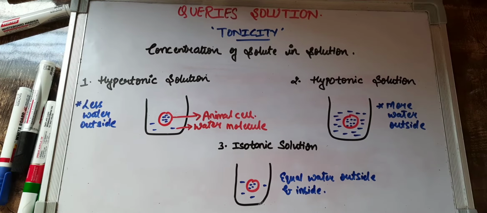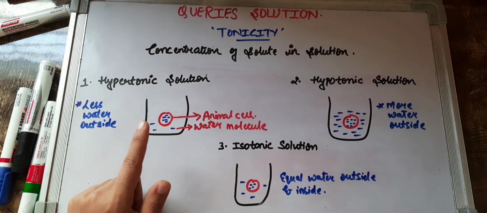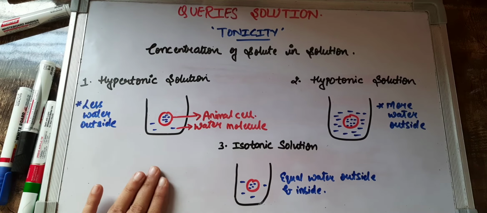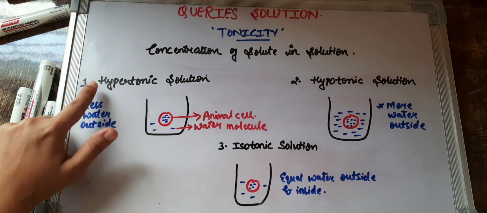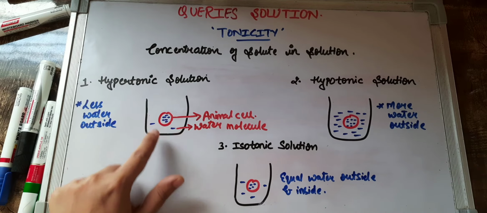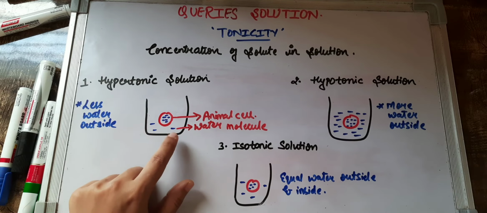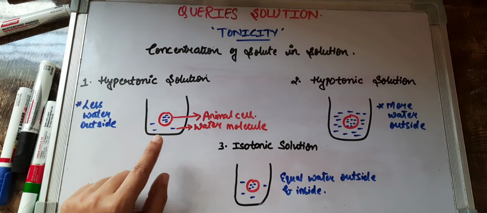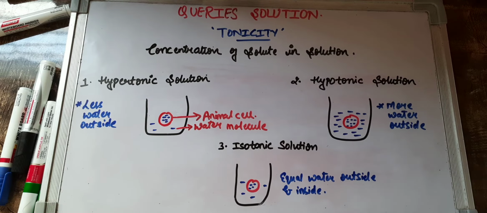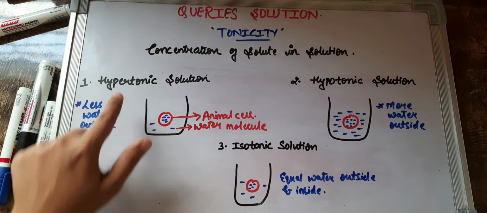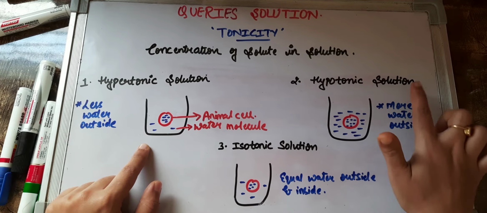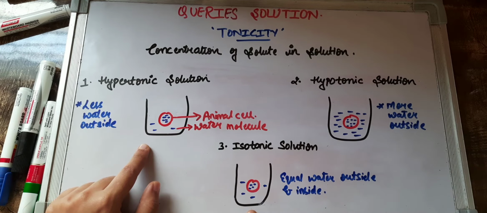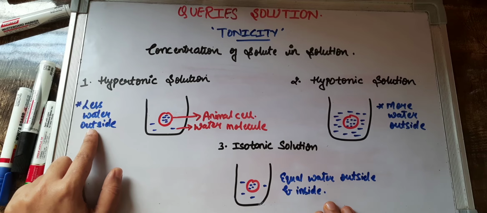Okay, so as you can see in the diagrams that I have drawn, children, I have placed animal cells. There are three different animal cells; any cell you can take as an example. And I have placed them in three different types of solution. The red thing that you can see is the animal cell, and the blue lines are an example of water molecules that I have taken. One animal cell I have kept in hypertonic solution, one in hypotonic solution, and one in isotonic solution. And these are the three features I have written which we have discussed just now.